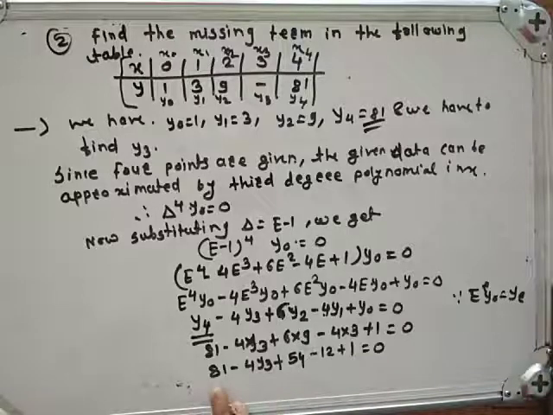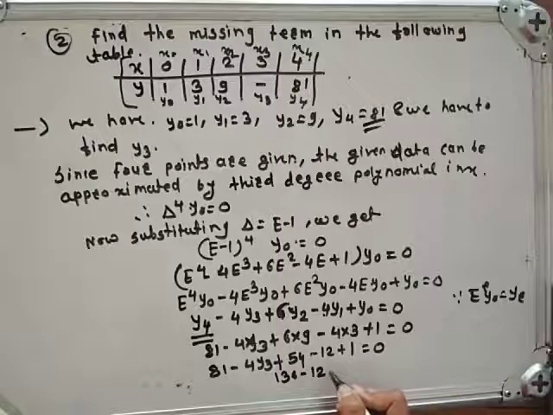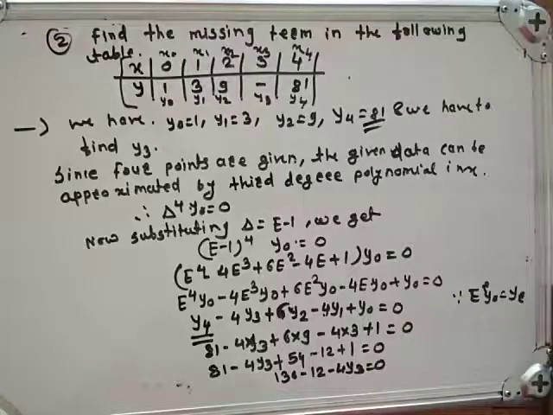55 plus 81 is 136 minus 12 minus 4y3, which is equal to 0. Simplify this, you will get y3 is equal to 31. Hence the missing term is 31.